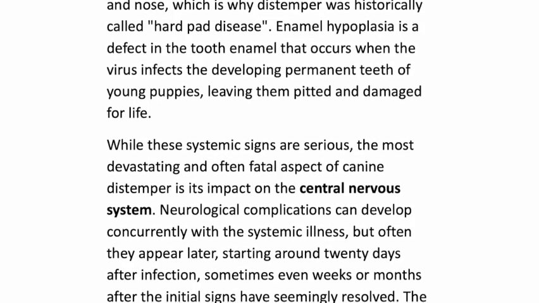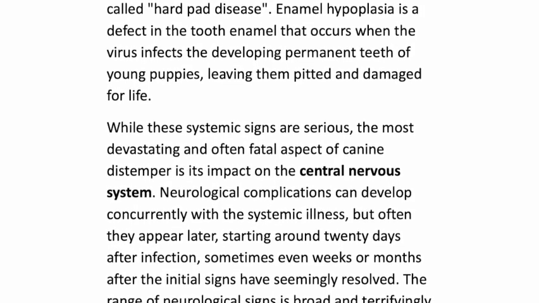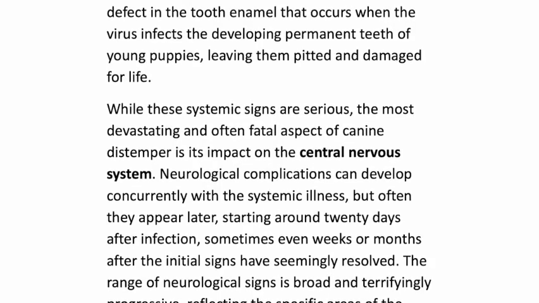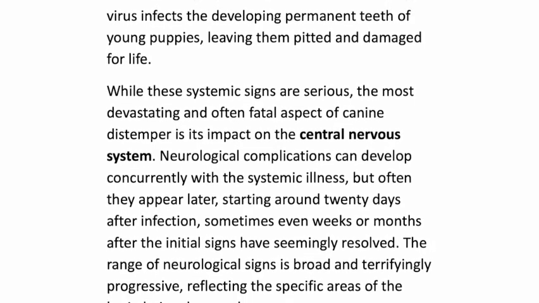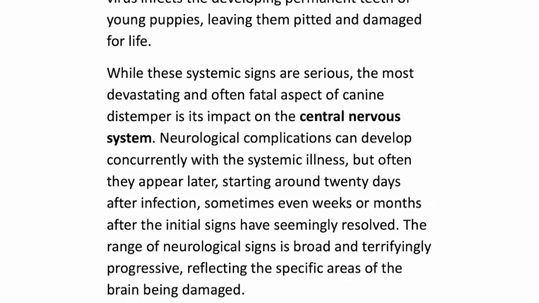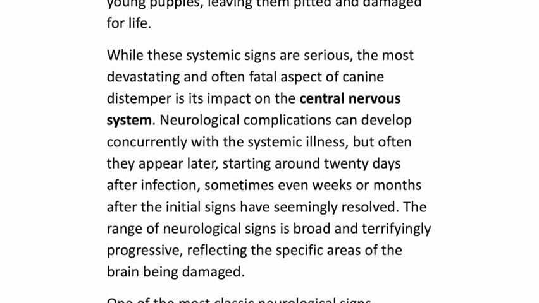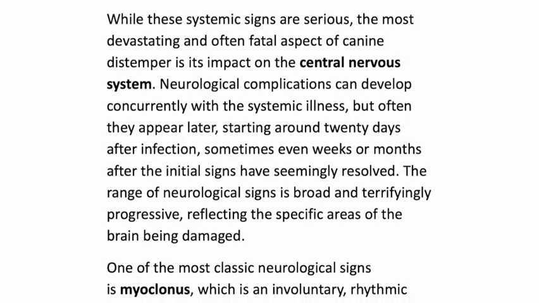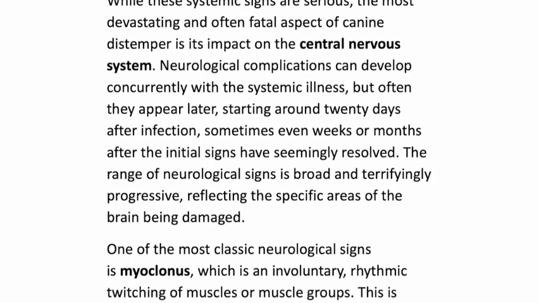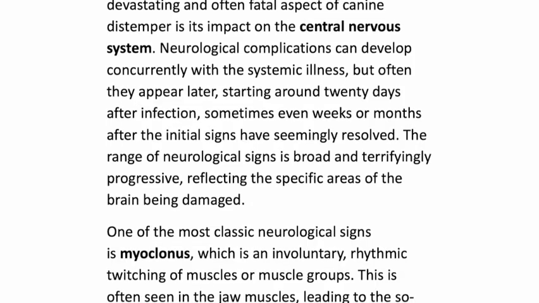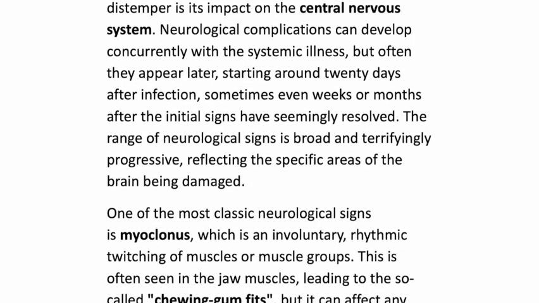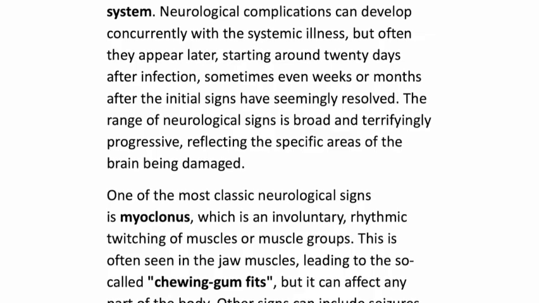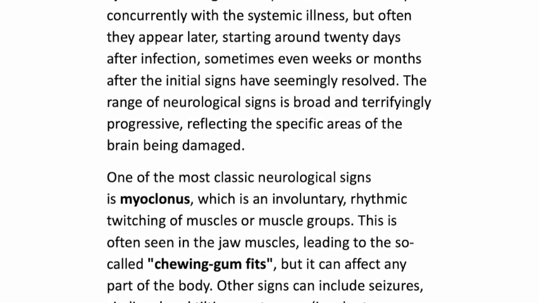While these systemic signs are serious, the most devastating and often fatal aspect of canine distemper is its impact on the central nervous system. Neurological complications can develop concurrently with the systemic illness, but often they appear later, starting around 20 days after infection, sometimes even weeks or months after the initial signs have seemingly resolved. The range of neurological signs is broad and terrifyingly progressive, reflecting the specific areas of the brain being damaged.